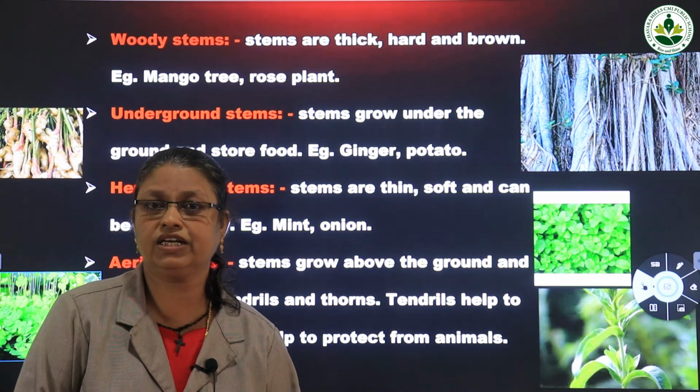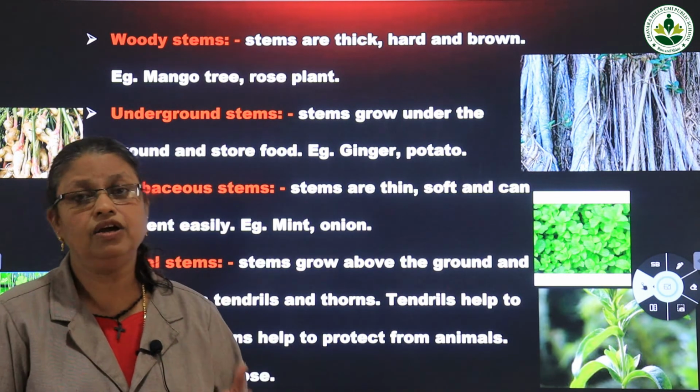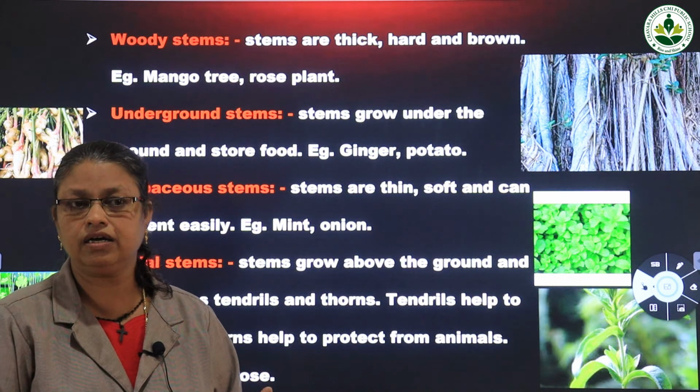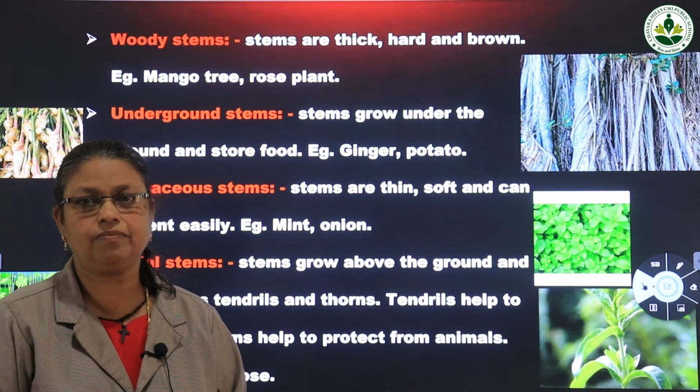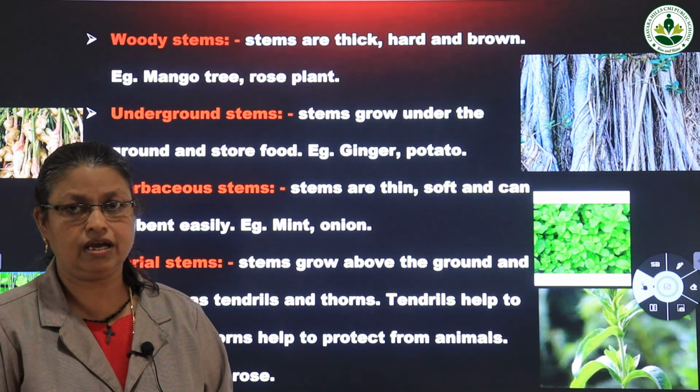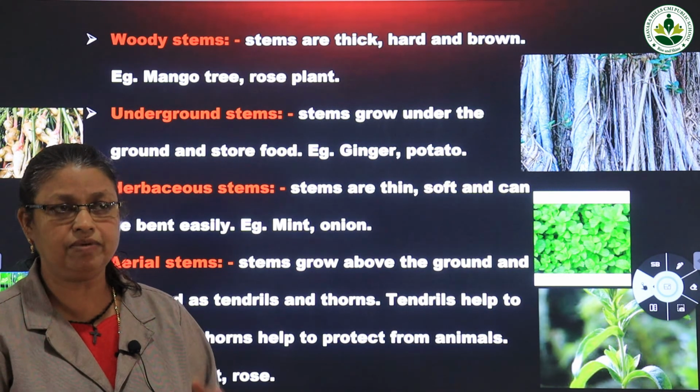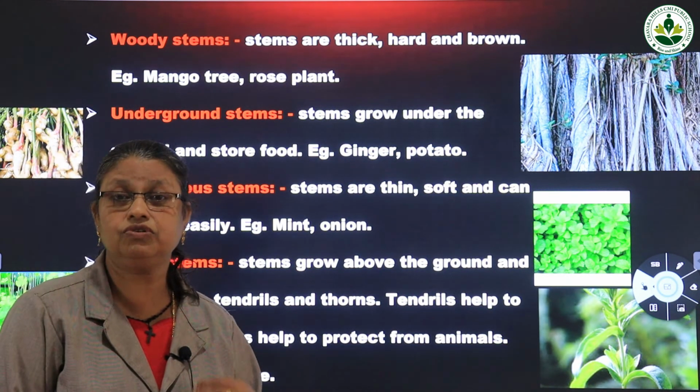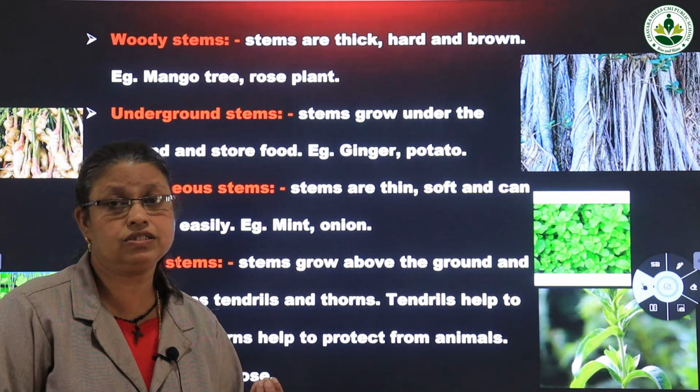Okay, to get protection from the animals, thorns are useful. A rose plant has thorns that protect the plant from the animals. And some plants, like a pea plant, have tendrils that are used to climb on a support.